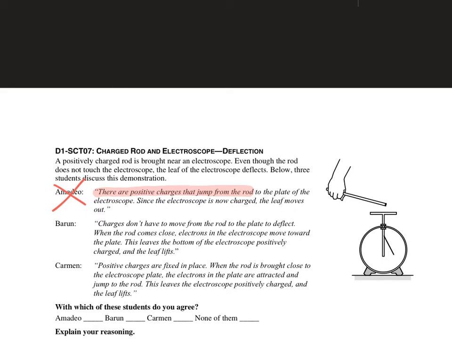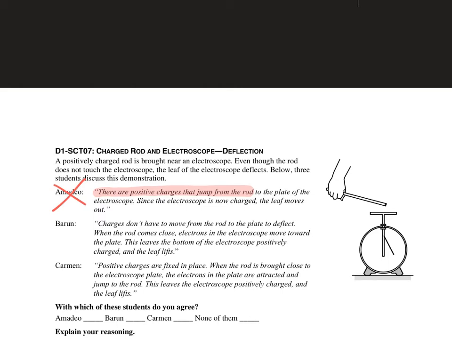So the smaller the gap, the easier it is. But guaranteed, there's no way to put enough charge on an electroscope so that a spark would form. And if it did, it would be electrons jumping, not the other way around. So we write Amadeo off right off the bat because what he's just suggested is impossible in nature.